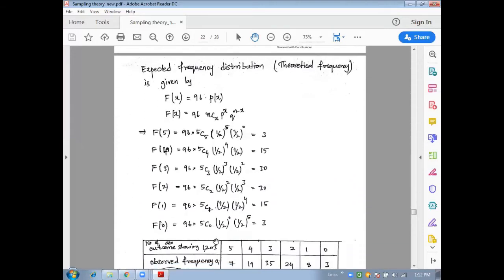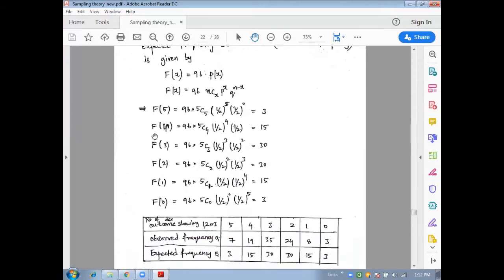Here you can see x takes the values 5, 4, 3, 2, 1, 0. We have to substitute in the expected frequency formula. Let us say we substitute x is equal to 5, then the equation will be 96 into 5C5 times half to the power 5, again because we have taken p equal to 1 by 2 and q equal to 1 by 2. So 1 by 2 to the power 5, and 1 by 2 to the power of 5 minus 5, which is 0. So for x equal to 5, the expected frequency reduces to 3.